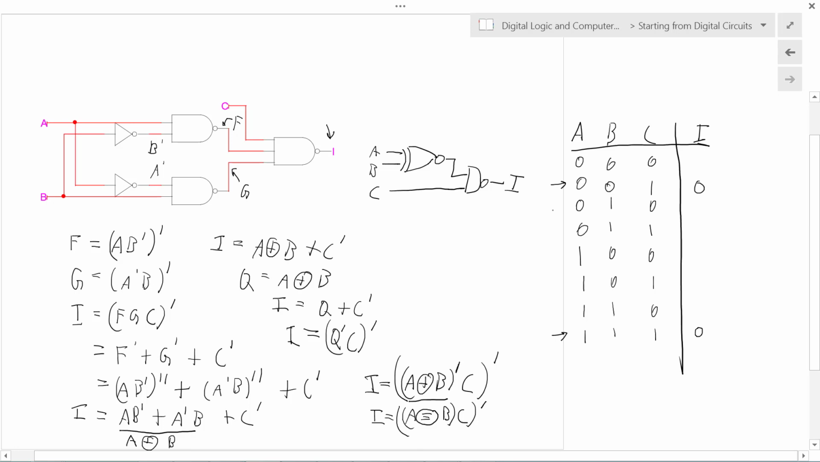So notice that because A and B are not the same here, we have a 1. So 0 ANDed with anything is 0, but then inverted is equal to 1 through the NAND gate. It's the same here. So 1, 1, 1. And if C is equal to 0, 0 ANDed with anything is 0. Inverted is 1 again. So I equals 1 here and here. And this gives us our final truth table for our digital circuit.